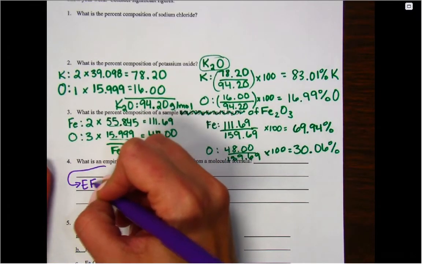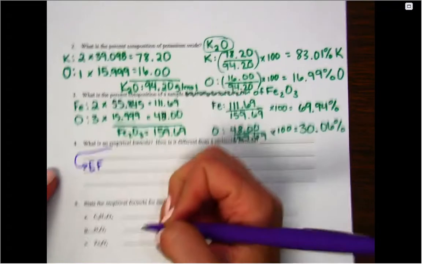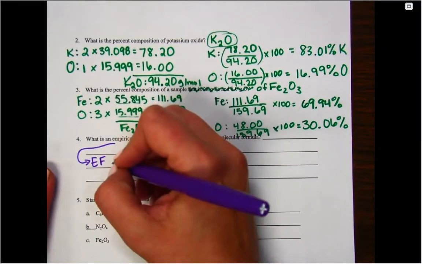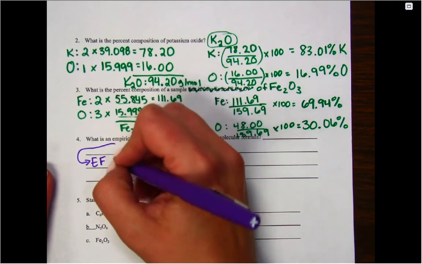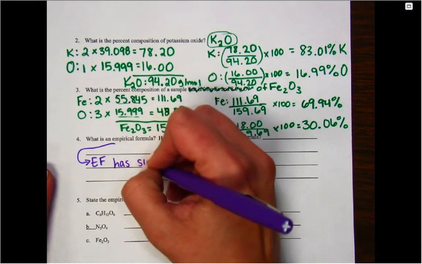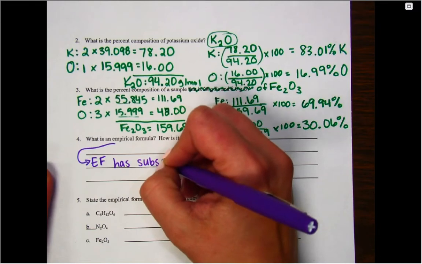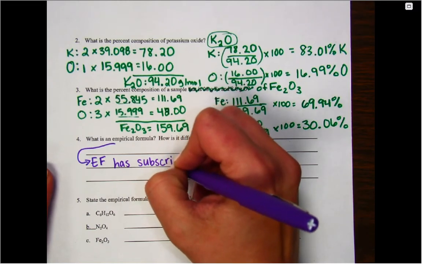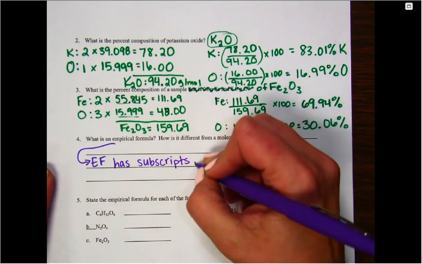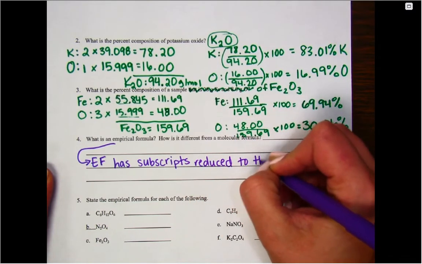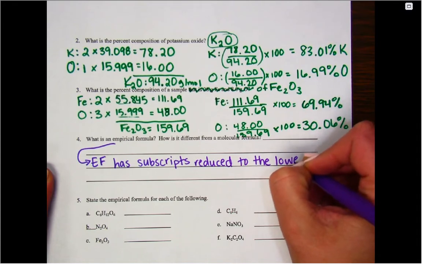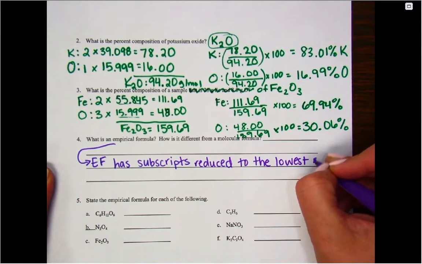All right, so empirical formula. We usually write it shorthand EF, all right? So empirical formula has subscripts. What are the subscripts? The big numbers or the little numbers? Little numbers, all right. Has subscripts reduced to the lowest ratio.